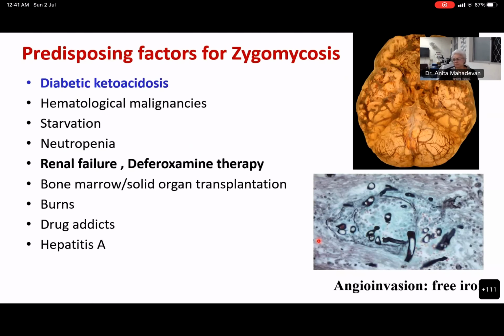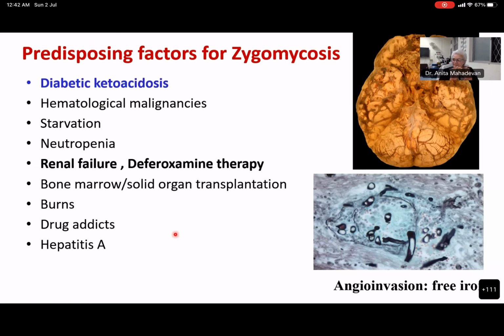So zygomycosis, we know the predisposing factors. In addition to diabetic ketoacidosis, remember there are several other things. It can be in patients with renal failure, on desferrioxamine therapy, starvation, neutropenia. What is common to all of this, interestingly, is just one thing. There is acidosis. Be it metabolic acidosis, be it respiratory acidosis, whatever it is, acidosis.